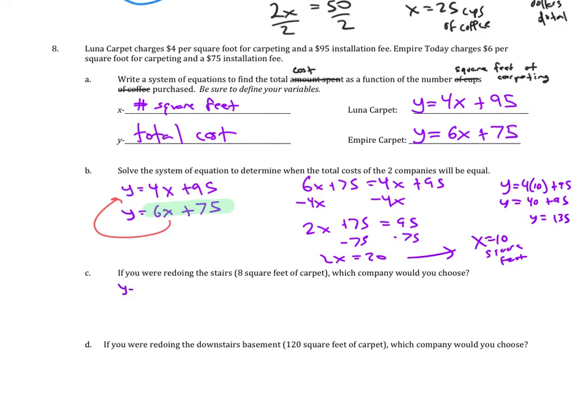If I try the first one, y equals 4 times 8 plus 95, that would be 32 plus 95, which is 127, versus the second one, y equals 6 times 8 plus 75, that would be 48 plus 75, which would be 123, and these are dollars, right? So I can clearly see that I would choose the second one, that was Empire.